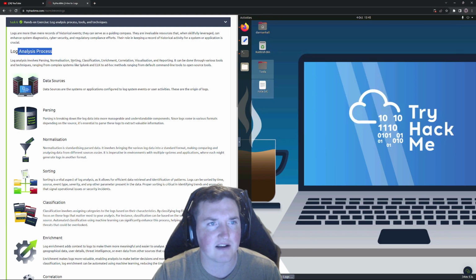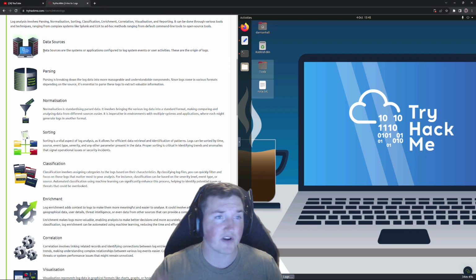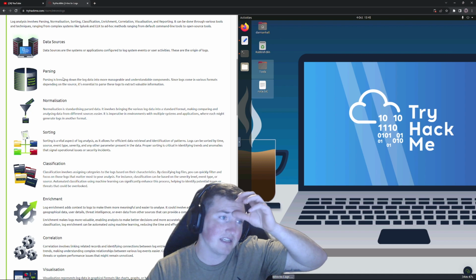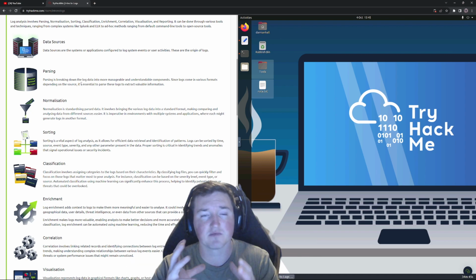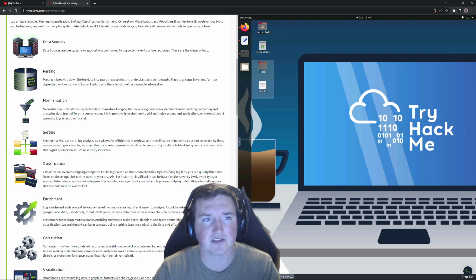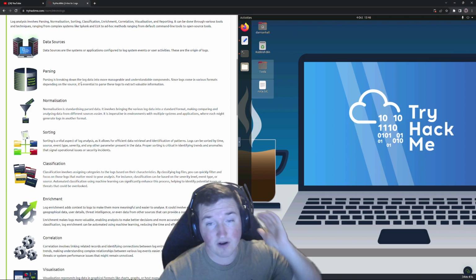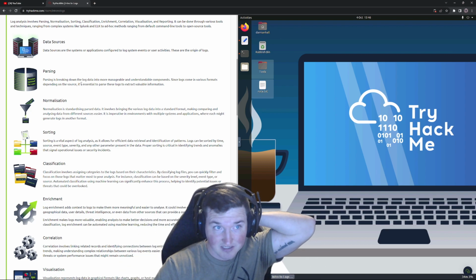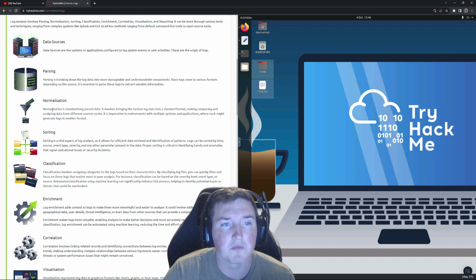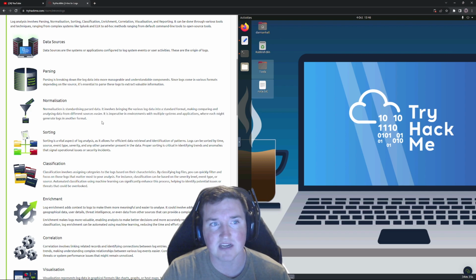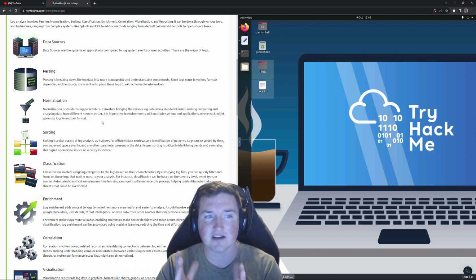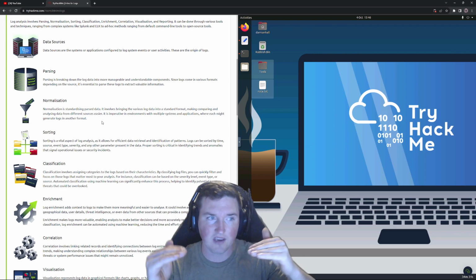So now this one, they're just talking about the log analysis process. So they're talking about data sources. Data sources are where you're getting logs from. Parsing is taking this data and putting it into a manageable and understandable format so that you can actually read it and you don't have to just sit there and look at millions of lines of words and hope you find it. Normalization, this is standardizing that parsed data. You've taken the data you want and you're standardizing it so that you know what you're looking at.